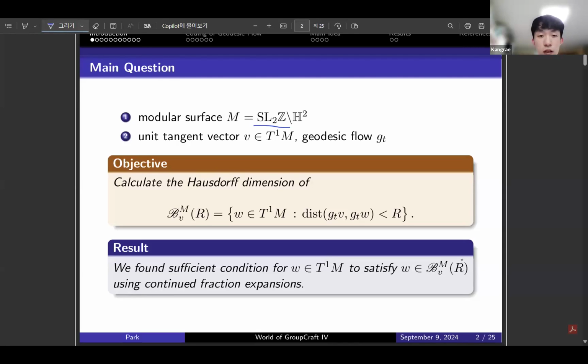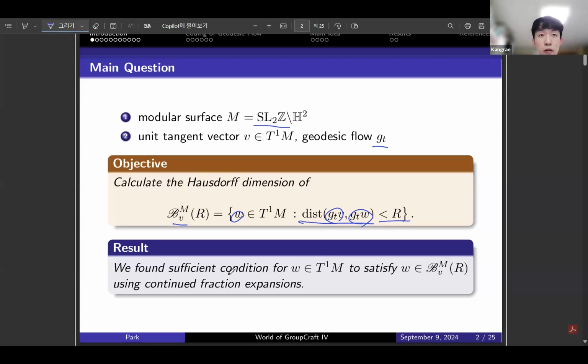Let V be a unit tangent vector and g_t be a geodesic flow. Our objective is calculating the Hausdorff dimension of the set of fellow traveling vectors W for a given V. Explicitly, the distance between the two points along the geodesics should be bounded by a large R.